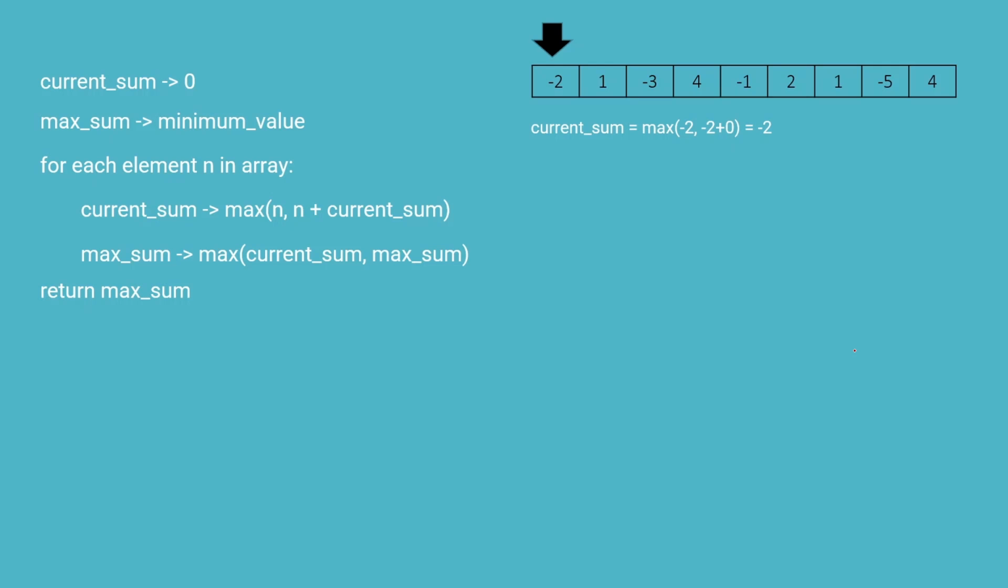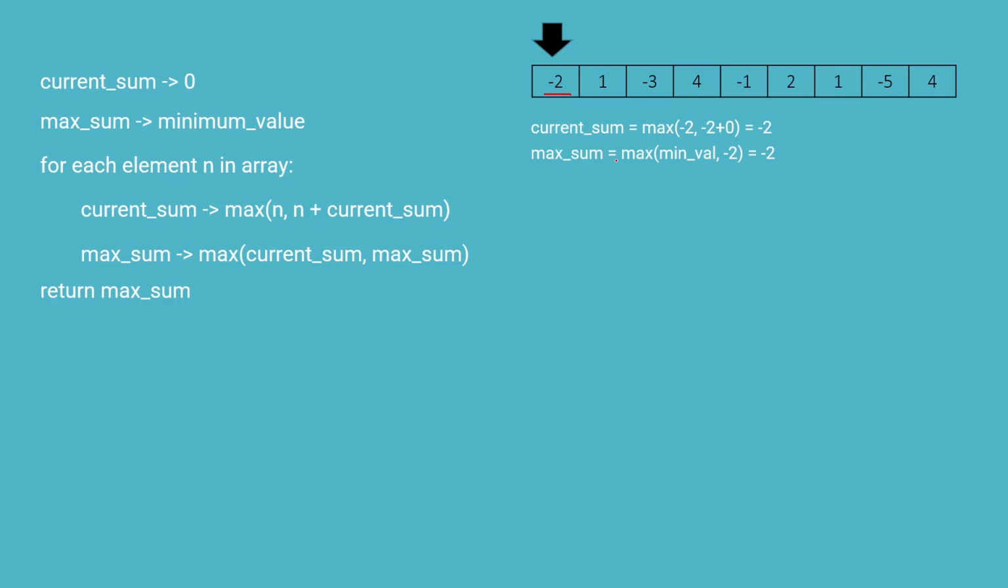Its initial value is 0, so the current sum will be the maximum of n. Here n is -2, and n plus current sum means -2. So here the current sum is simply -2. Now what will be the maximum sum? Pretty simple. We have initialized it with the minimum value and we just got our current sum, so we compared, and -2 is greater, so the maximum sum now is -2.